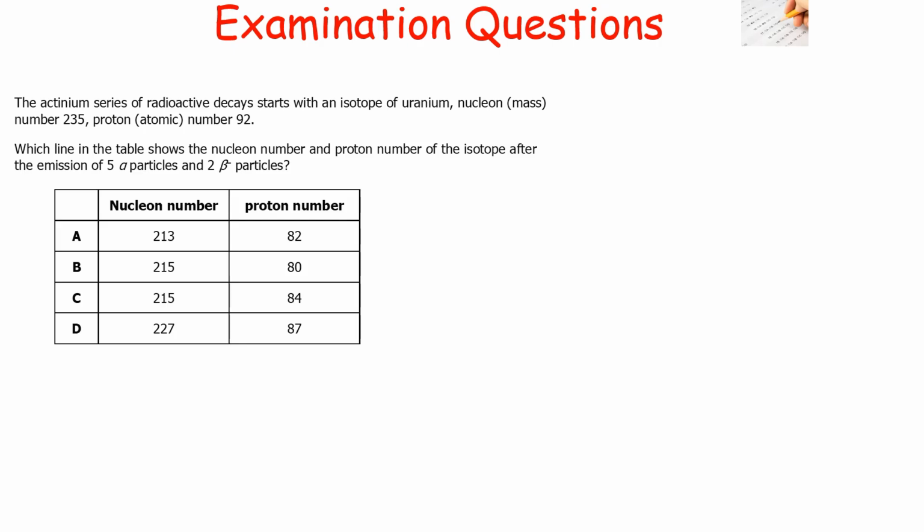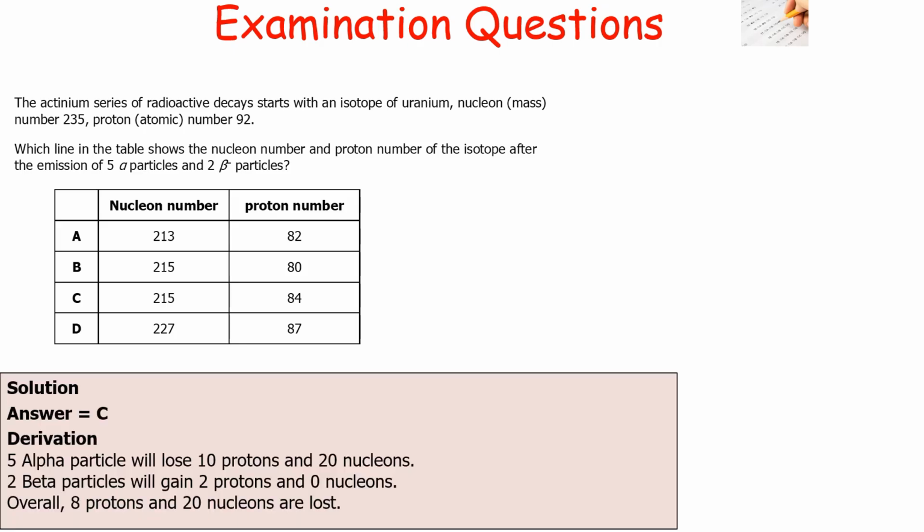Right, our answer here is going to be C, because 5 alpha particle emissions will lose 10 protons and 20 nucleons in total, because an alpha particle is 2 protons, 2 neutrons, so that's 4 nucleons and 2 protons, whilst the beta particle emissions will gain 2 protons and you'll have gained 0 nucleons, because you're turning a neutron into a proton. You're gaining a proton in beta minus decay, but you're also emitting a beta minus particle and an antineutrino, which both aren't nucleons. So overall, with these processes, 8 protons have been lost and 20 nucleons have been lost.